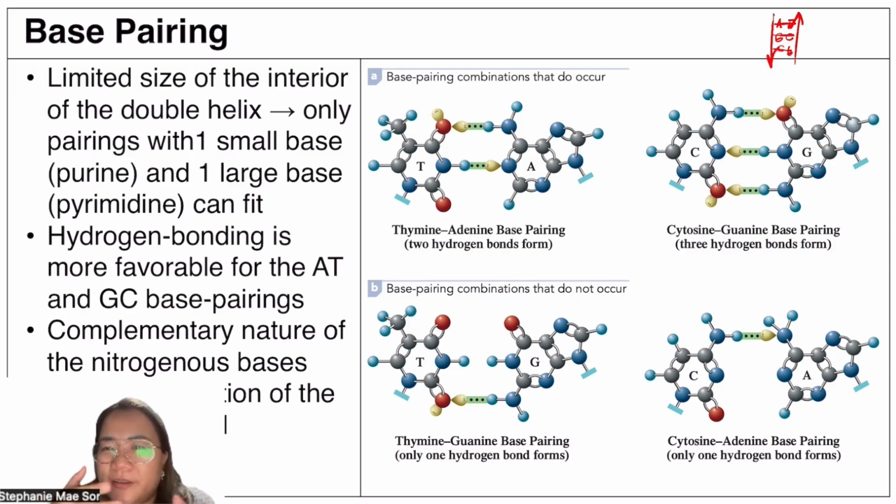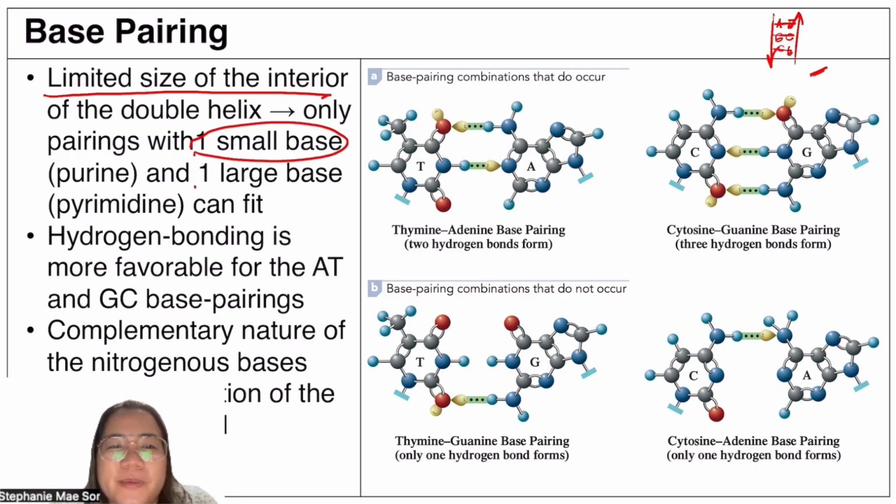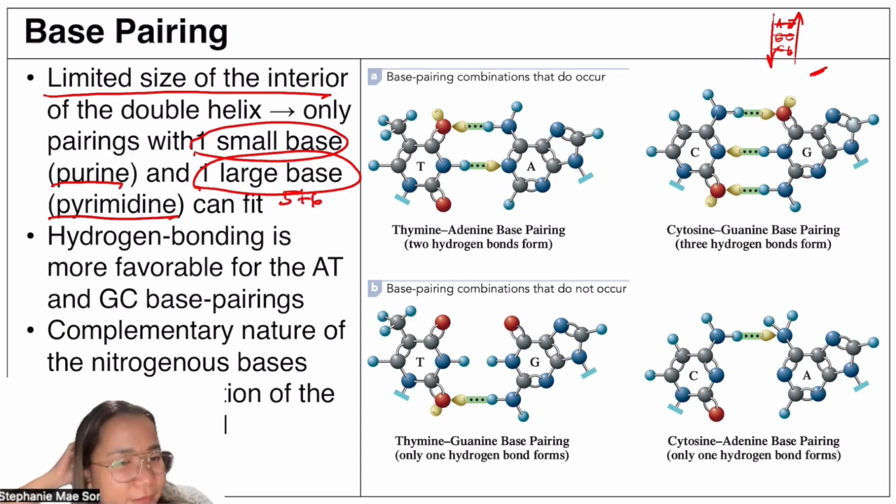Pero syempre, dahil you want to form a straight helix, you want to form a straight molecule, there is a limited size in between the double helix. And ang kasya lang doon actually is a pairing between one small base and one large base. So, yung one large base natin, syempre, siya yung pyrimidine. Yung merong 5 plus 6 na helical structure, di ba? And the one small base is the purine.